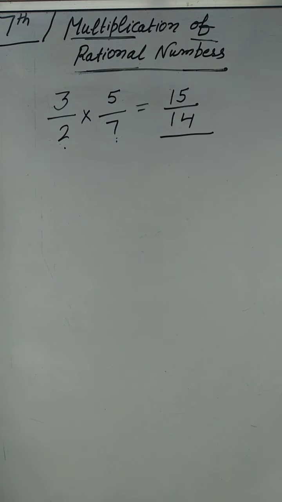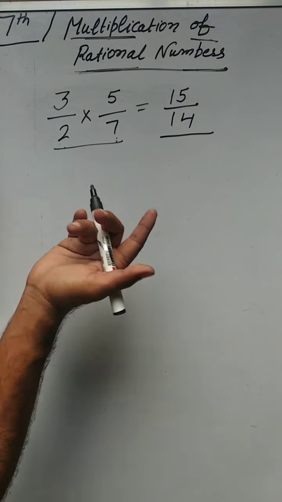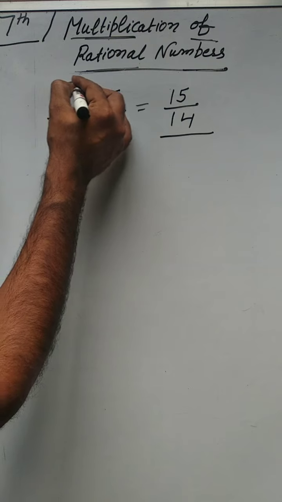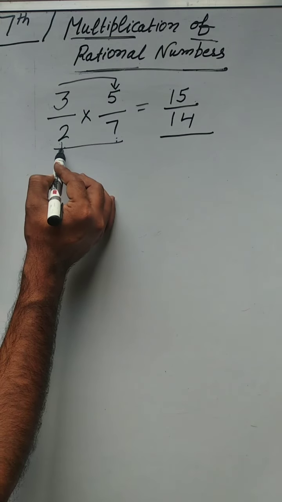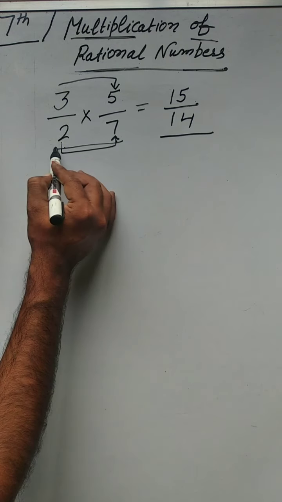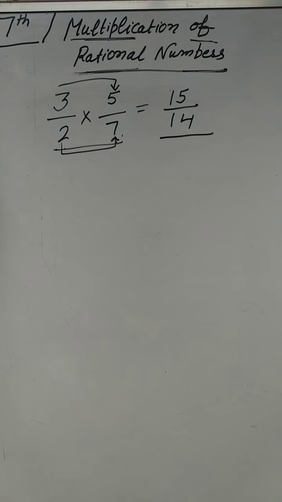Very simple, very easy. During the multiplication of rational numbers, as with fractions, multiply numerator with numerator, 3 into 5, 15. Denominator multiply with the denominator, 2 multiply 7 is equal to 14. Understood beta? In that way we will proceed in the next exercise.